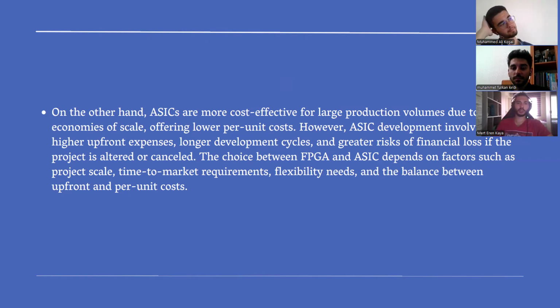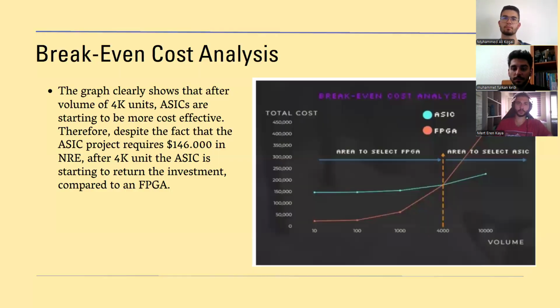However, ASIC development involves higher upfront expenses, longer development cycles, and greater risks of financial loss if the project is altered or cancelled. The choice between FPGA and ASIC depends on factors such as project scale, time to market requirements, flexibility needs, and balance between upfront and per unit costs. The graph clearly shows that after a volume of 4K units, ASICs start to be more cost-effective. Therefore, despite the fact that the ASIC project requires 146K in NRE, after 4K units, the ASIC starts to return the investment compared to an FPGA.